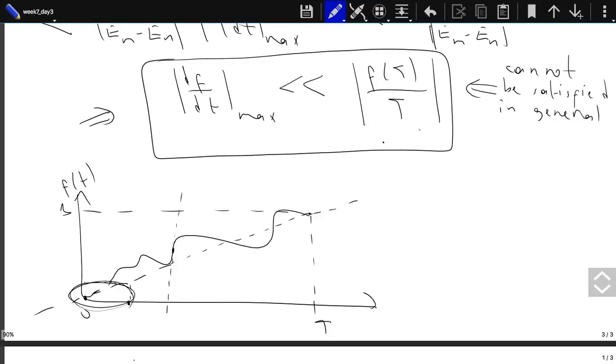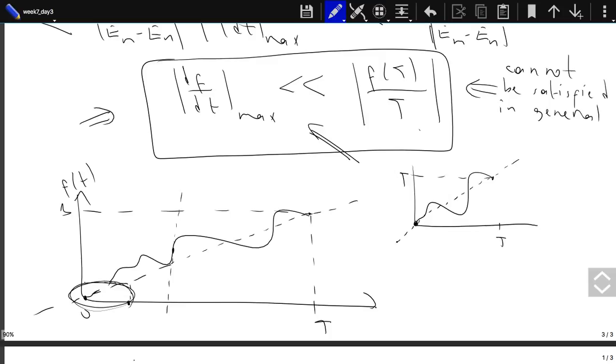Because the problem with this approximation, this condition, is that you have this function f, which starts from 0, and it can go to some other value. I don't really need it to be 1. You have a function that starts from 0 and goes to some other value. And the maximum value of the derivative within this range, I want it to be less than the slope of this curve.